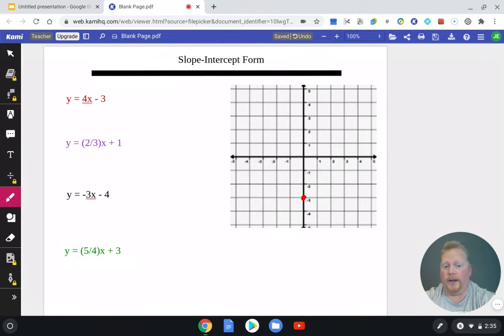That's all you need the y-intercept for, is just to tell you where to start. And then to get more dots, I use my slope. The slope will tell me how to get from one dot to the next dot to the next dot. So if my slope in this case is 4, remember a slope is a fraction, rise over run. So 4 as a fraction is 4 over 1.